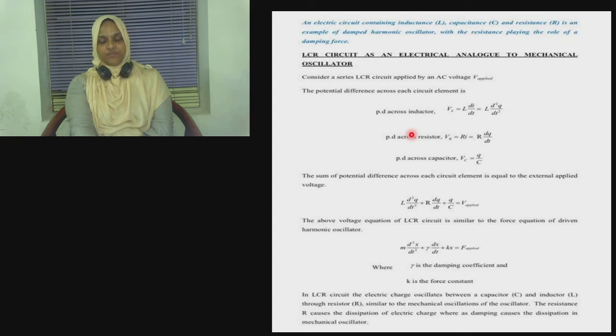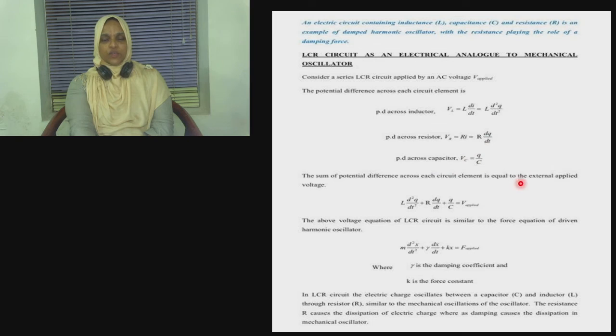Now we have the other component, the resistor. The potential difference across the resistor, VR, will be equal to R into I, resistance into current. That is equal to R into dq by dt. Now we have the third component, the capacitor, and the potential difference across any capacitor will be equal to Q by C, where Q is the charge and C is the capacitance.